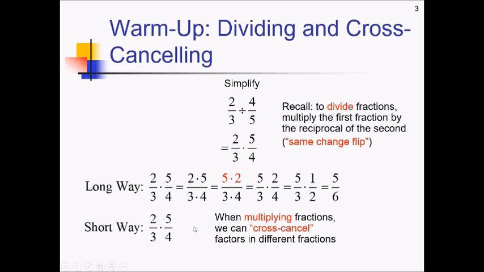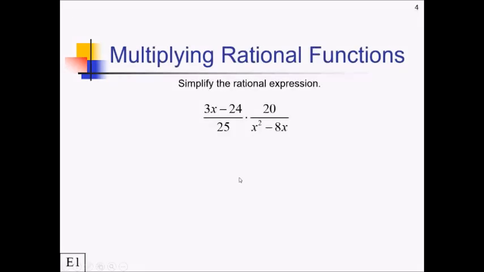So the 2 and the 4, I'll just cross them off right away, and this reduces to a 1 up here, which we don't have to write, and a 2 down here. And now we have an invisible 1 times 5 is 5, and then 3 times 2 gives us the 6 in the denominator. So cross-canceling definitely can save us some time. Now that we've reviewed multiplying and possibly reviewed or introduced cross-canceling for fractions, let's tackle a rational expression here.